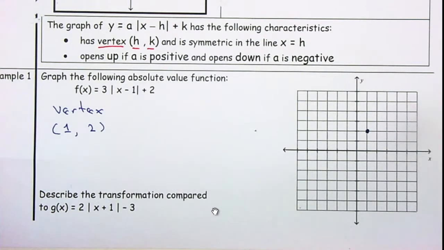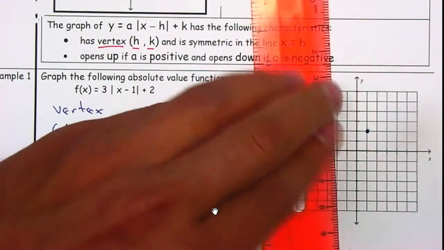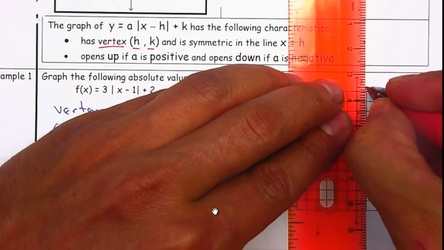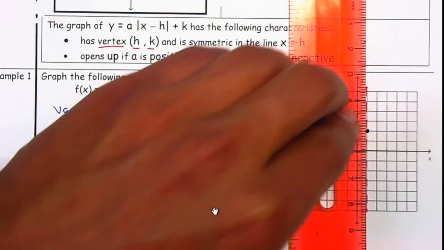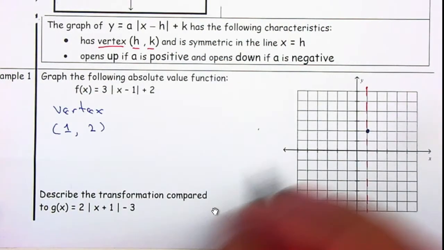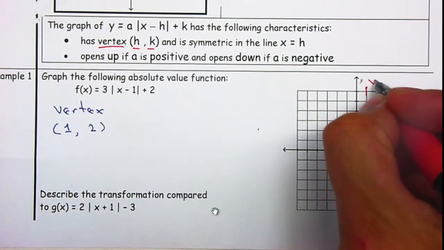We are going to draw the line of symmetry. It's going to be a dashed line. The equation of this line is crossing the x-axis at 1, so the equation will be x is equal to 1.